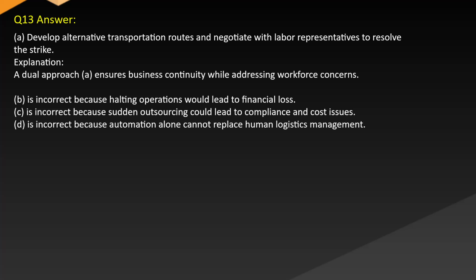Answer: A. Develop alternative transportation routes and negotiate with labor representatives to resolve the strike. Explanation: the dual approach ensures business continuity while addressing workforce concerns. B is incorrect because halting operations would lead to financial loss. C is incorrect because sudden outsourcing could lead to compliance and cost issues. D is incorrect because automation alone cannot replace human logistics management.